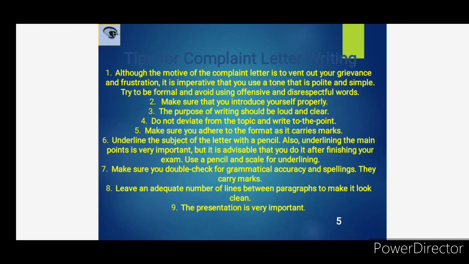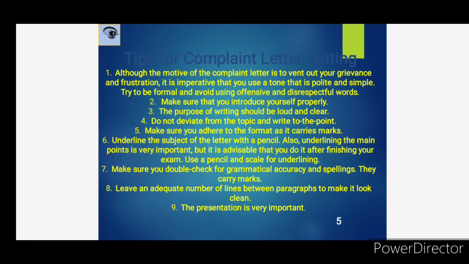Underline the subject of the letter with a pencil. Also, underlining the main points is very important. But it is advisable that you do it after finishing your exam. Use a pencil and scale for underlining.